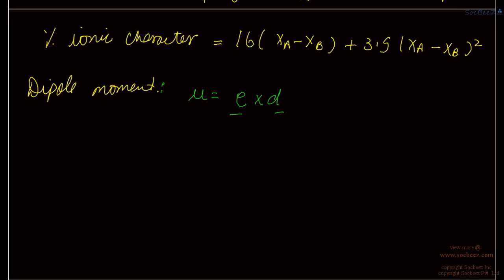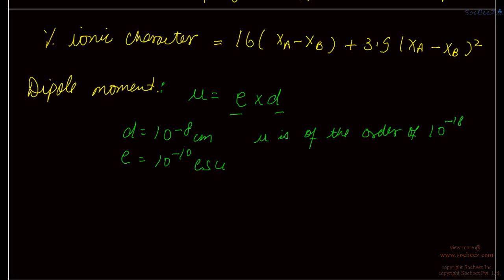as dipole moment. Mathematically it is e into d, where d is 10 raised to the power minus 8 centimeter, or 1 angstrom, and the value of e is 10 raised to the power minus 10 ESU. So therefore mu is of the order of 10 raised to the power minus 18 ESU. Because the bond length is of the order of 10 raised to the power minus 8 centimeter, and the value of charge is 10 raised to the power minus 10 ESU, mu is of the order of 10 raised to the power minus 18 ESU centimeter.